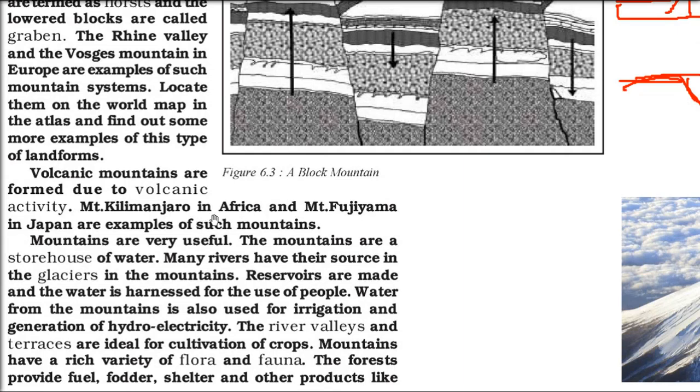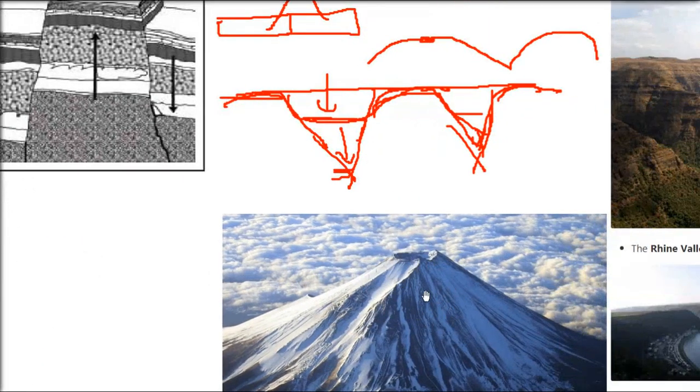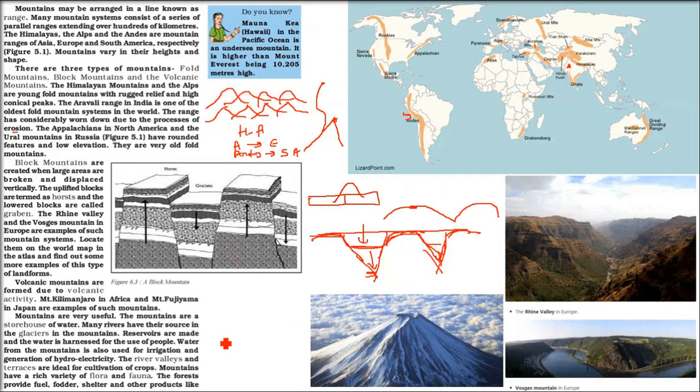And volcanic mountains are formed due to volcanic activity. Mount Kilimanjaro in Africa and Mount Fujiyama are mountains formed by the activity of lava. This is Fujiyama in Japan. What happens is the lava has to come out. The magma has to come out. Lava is magma. So when it comes out, it presses and forces the ground, the land goes like this, and when it comes out, this creates a mountain.